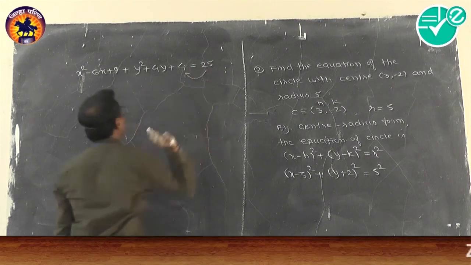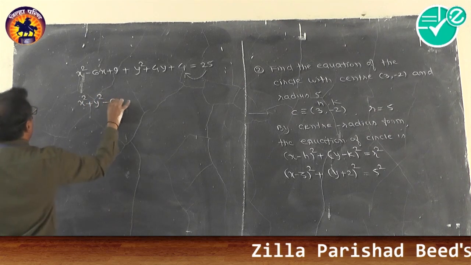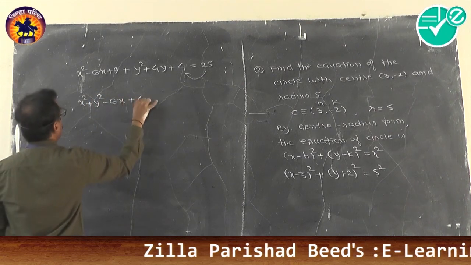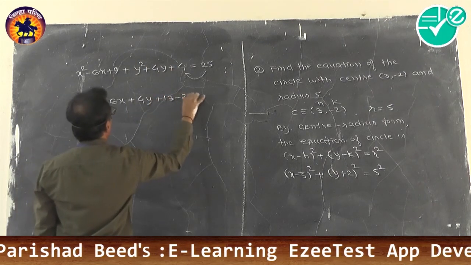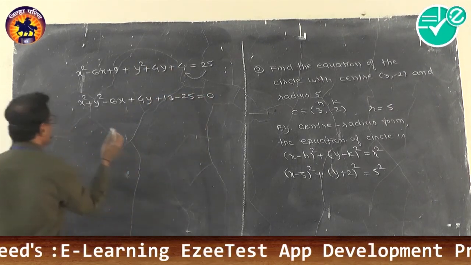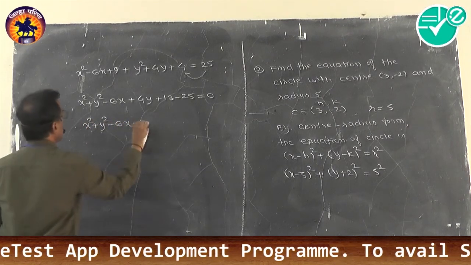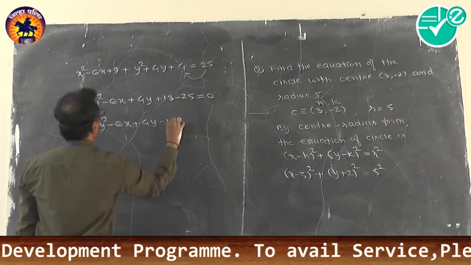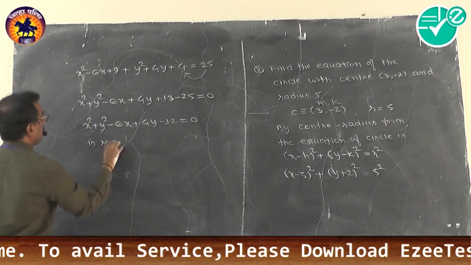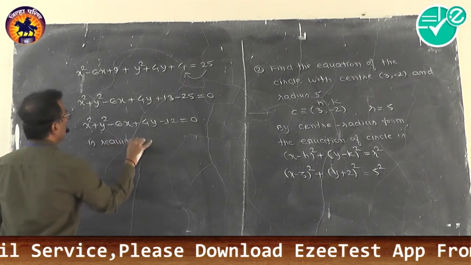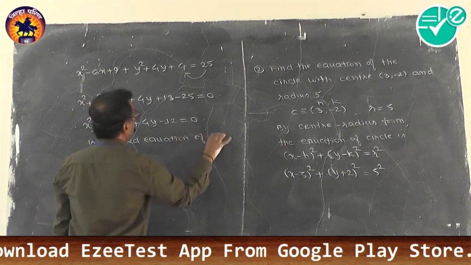Now shift this 25 to the left. Here it is x square plus y square minus 6x plus 4y, this 9 plus 4 is 13, minus 25 is equal to 0. So what is your answer? x square plus y square minus 6x plus 4y minus 12 is equal to 0 is the required equation of the circle.